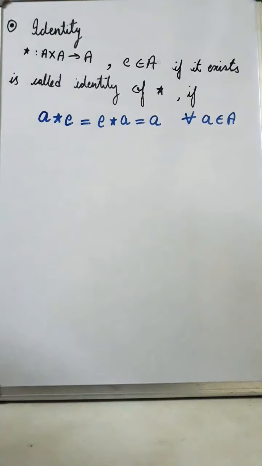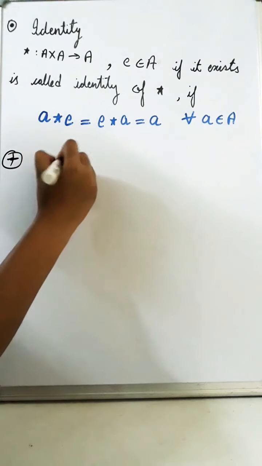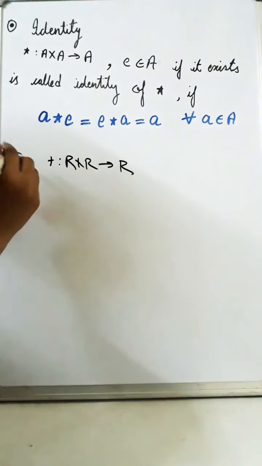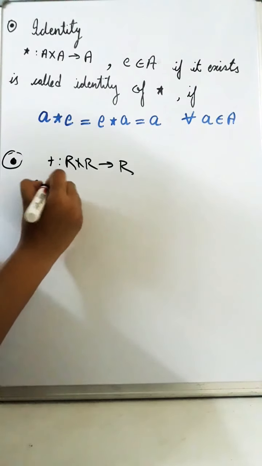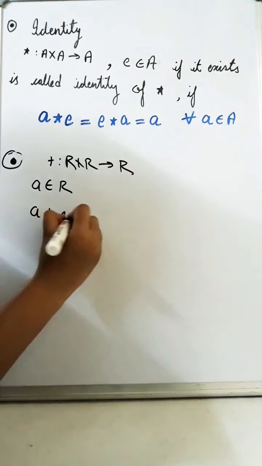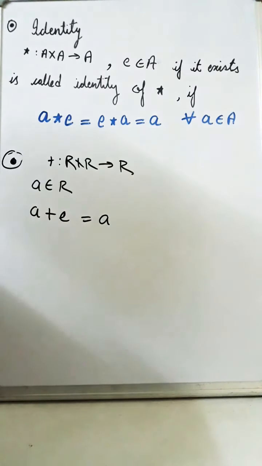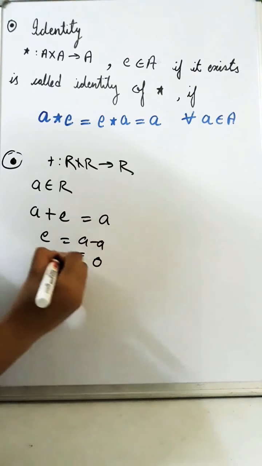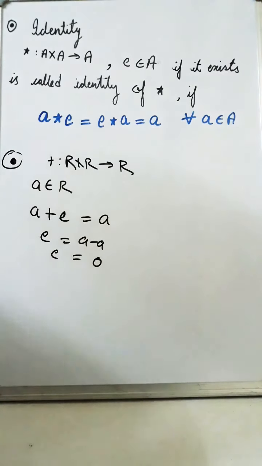Okay, so addition is a binary operation on real numbers, right? Now let us find the identity of this binary operation, addition. Suppose A belongs to the real number set. Now A plus E is equal to A according to this statement, right? Now you know what E is going to be. E is A minus A, which is equal to 0. So you got the identity of the binary operation addition is 0.